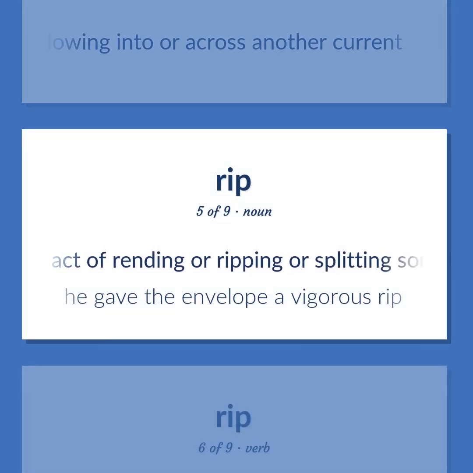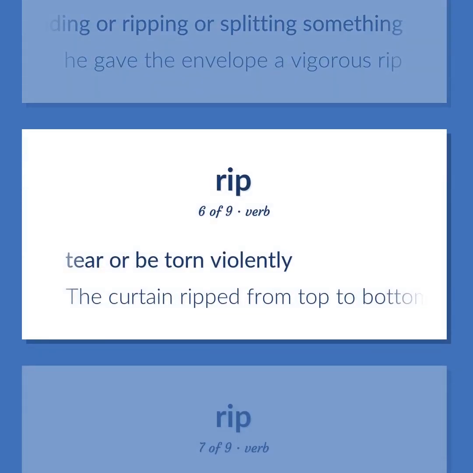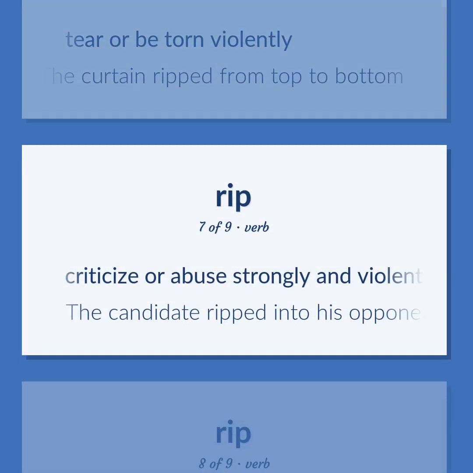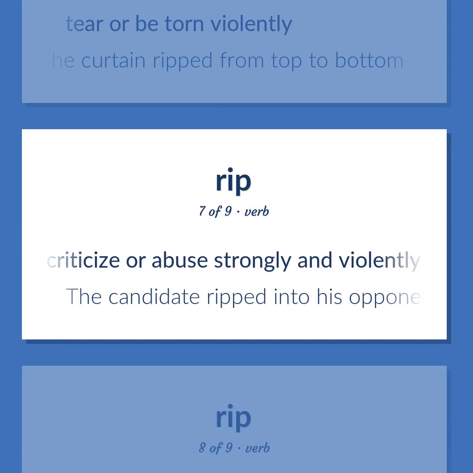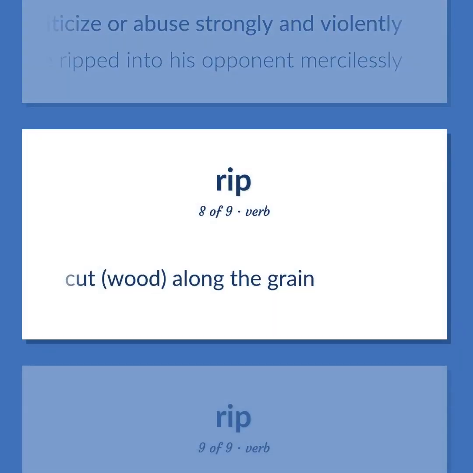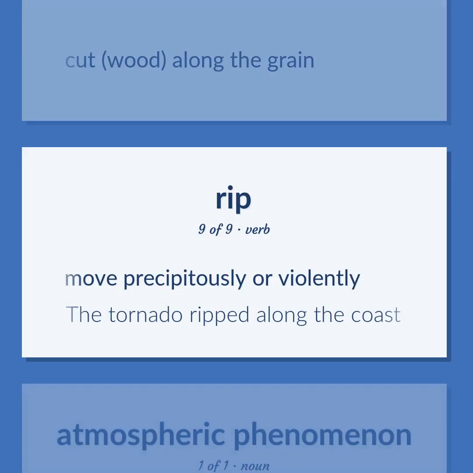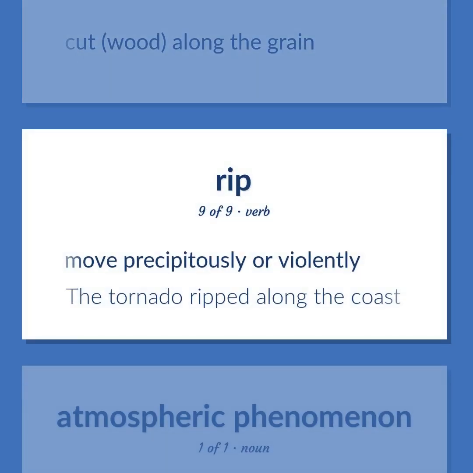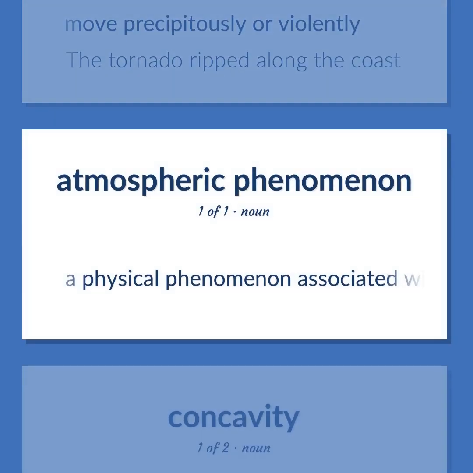The act of rending or ripping or splitting something. He gave the envelope a vigorous rip. Tear or be torn violently. The curtain ripped from top to bottom. Criticize or abuse strongly and violently. The candidate ripped into his opponent mercilessly. Cut wood along the grain. Move precipitously or violently. The tornado ripped along the coast. A physical phenomenon associated with the atmosphere.